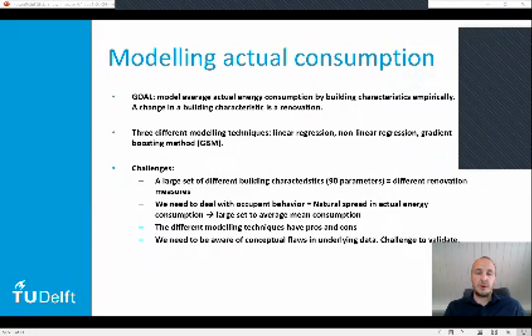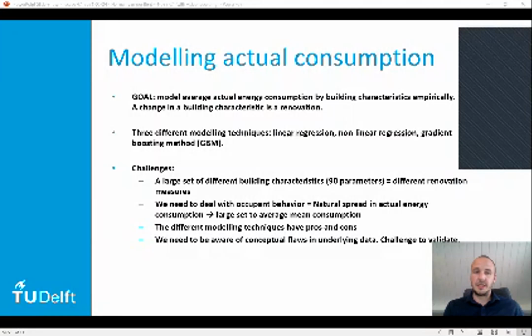Secondly, we need to deal with occupant behavior. So there's a natural spread in the actual energy consumption. So imagine two of the same dwellings with different occupants. They will never have the same actual energy consumption. But if you have 100 dwellings which are the same, then you can average out the consumption of the behavior of the occupant. So we need a large set to average this mean consumption.